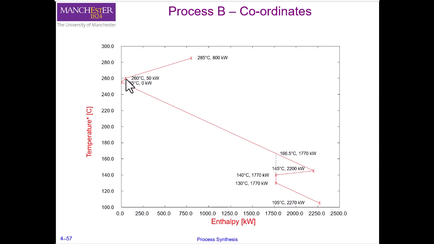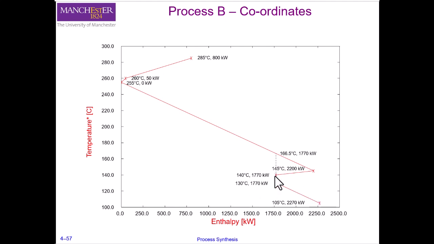So we need to actually heat from our utility. So we have a stream going from 255 to 260 degrees centigrade, and then a stream going from 260 degrees centigrade to 285 degrees centigrade. Below the pinch, we have a far larger amount of heat that is available. So we have our hot stream that is going from 255 to 166.5 degrees centigrade, and then we have another hot stream that is going from 130 degrees centigrade to 105 degrees centigrade.